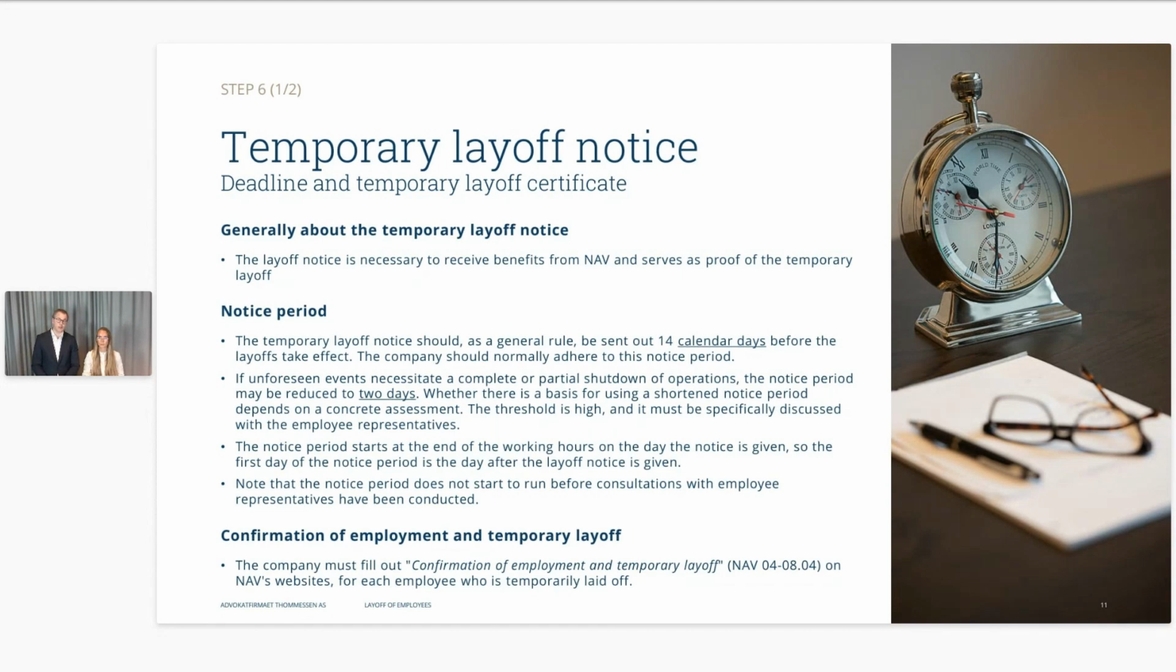It should also be mentioned that the employer must fill out a confirmation of employment and temporary layoff at NAV's website for each employee who is temporarily laid off in order for them to apply for unemployment benefits.